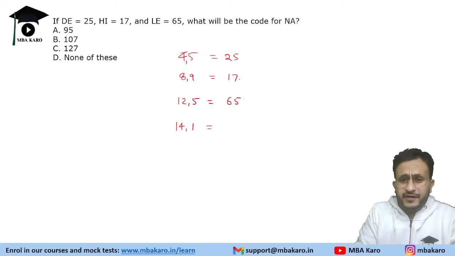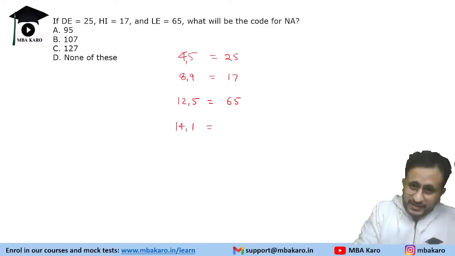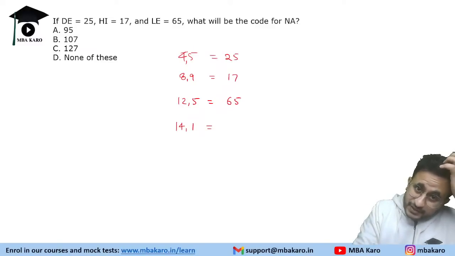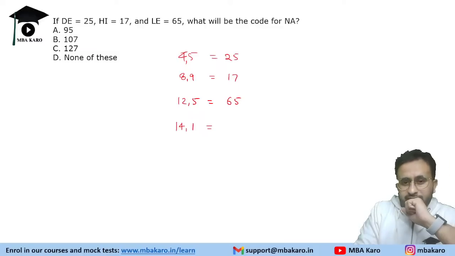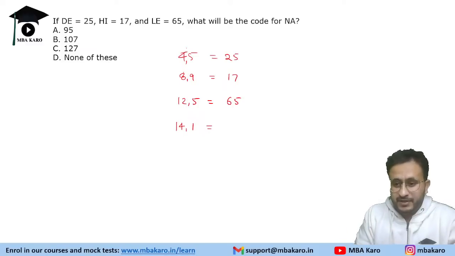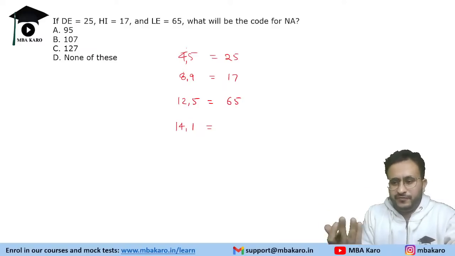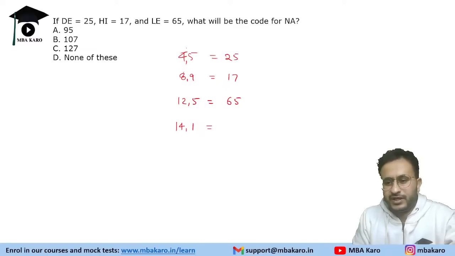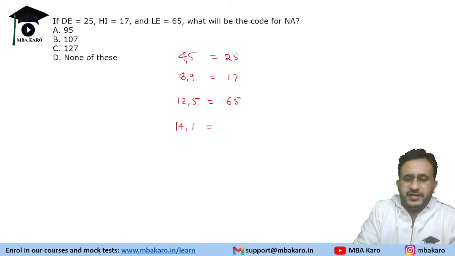So 4, 5, 25, 8, 9, 17, 12, 5, 65. Now, one thing that you might be thinking of is 8 plus 9, but plus does not work, right? If you think of multiplying, 8 into 9 is a big number. So there could be any logic, right? Similarly, you will say that none of these is the answer. There has to be some logic. Maybe you cannot figure it out during that time, and then it's for sure that some logic would be there. Similarly, in this question, there is some logic which is tough to guess.